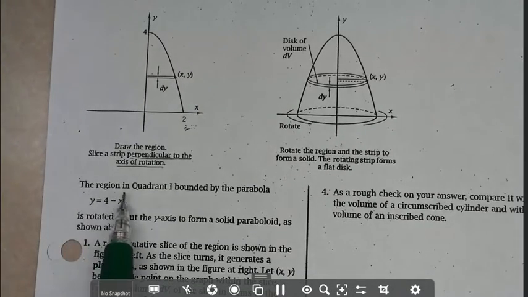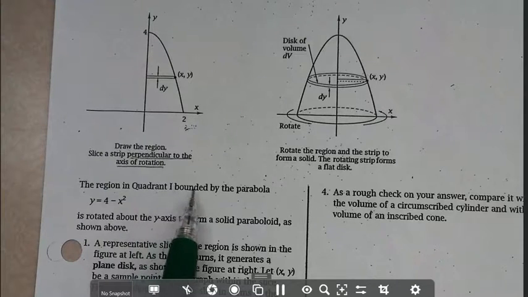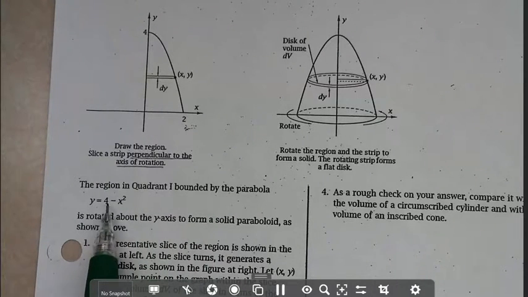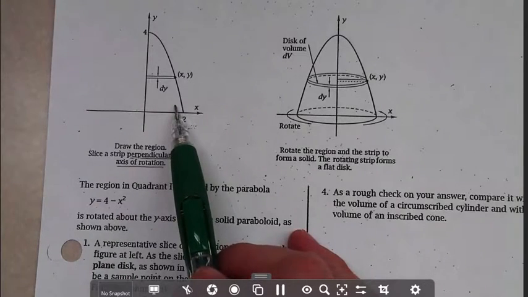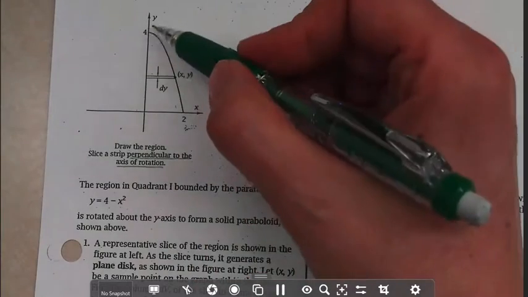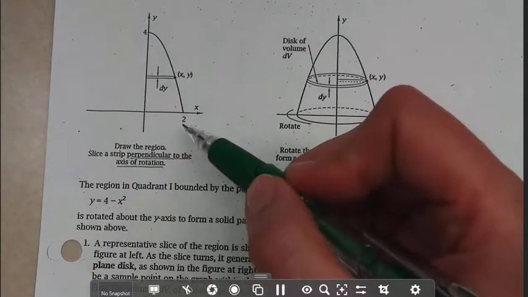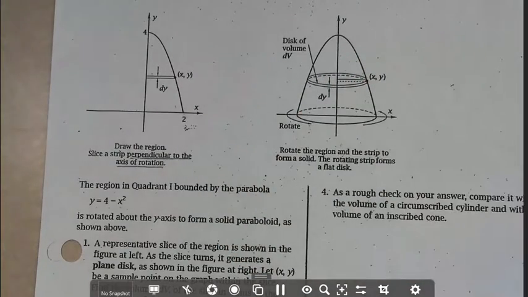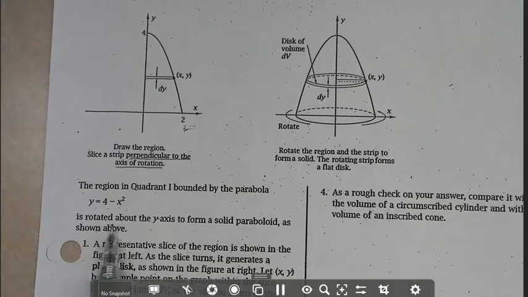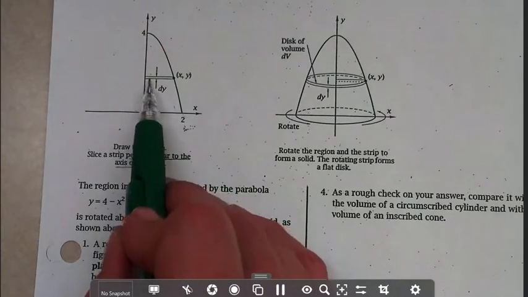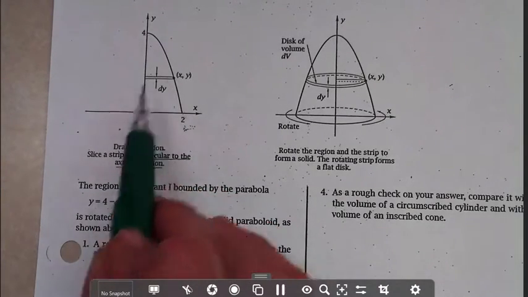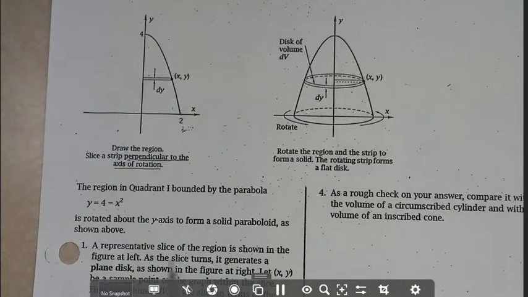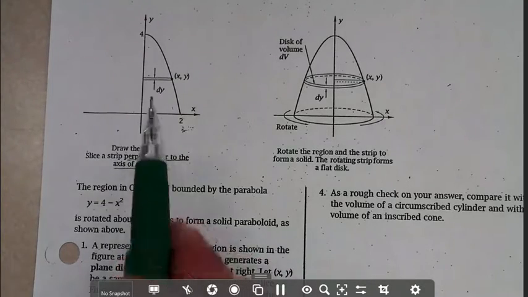So now that takes us to this. We have the region in quadrant 1 bounded by the parabola y equals 4 minus x squared, and that's basically this right here. I know that because my y-intercept is 4, and if I were to factor this, in quadrant 1 I'd end up with a root of 2. It's rotated about the y-axis, so it's very important that my strip is drawn perpendicular to the y-axis. And then it forms a solid paraboloid, as shown above.